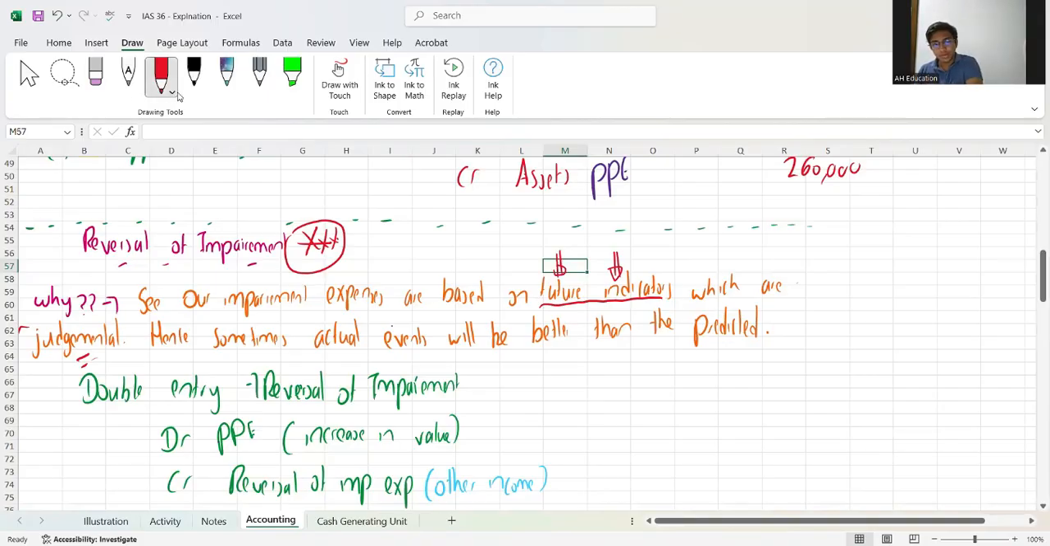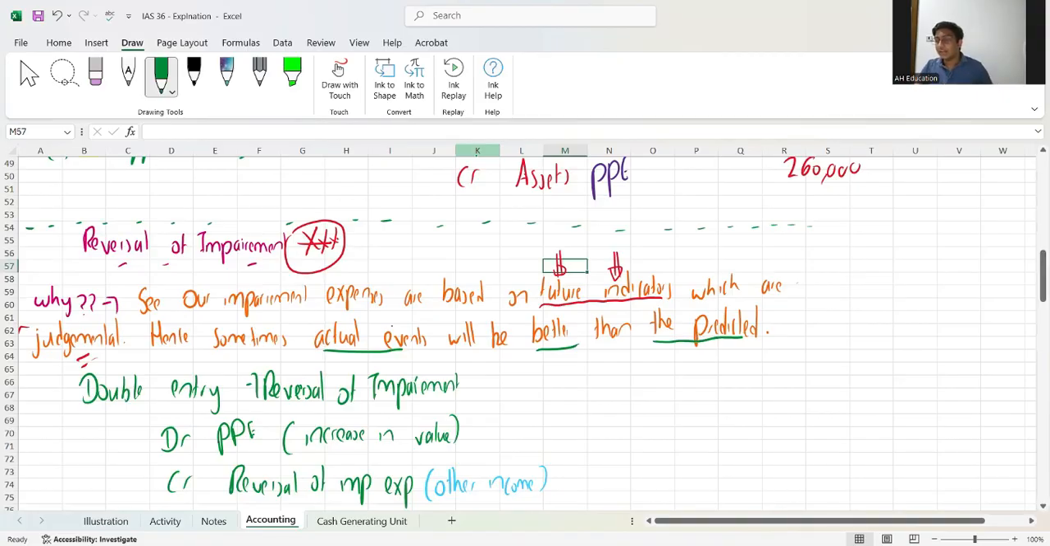Sometimes what could happen is your actual events will be better than what you predict. See, we initially expected that our market value in the future, say about 2 or 3 years, would drop. I totally agree. That is why we did impairment. But actually, what happened in the future was they did not drop. What they did was they increased. The market value increased. That is when you all need to do reversal of your impairment.